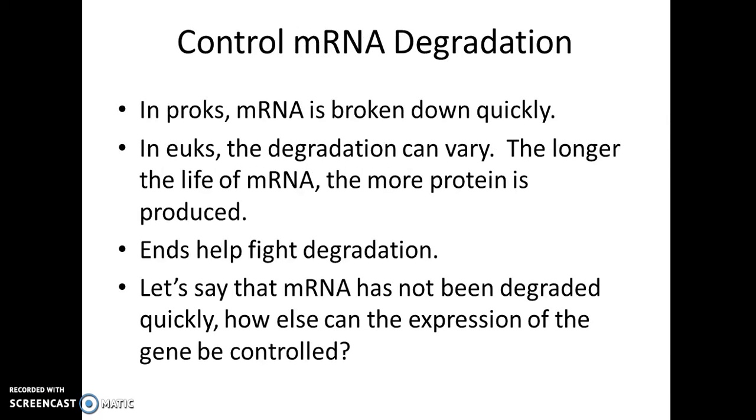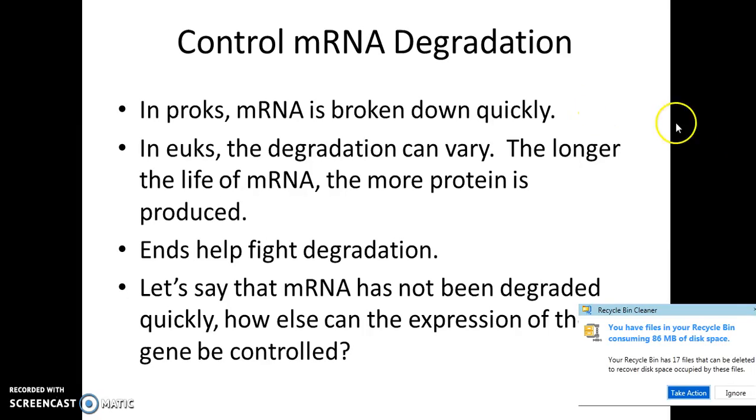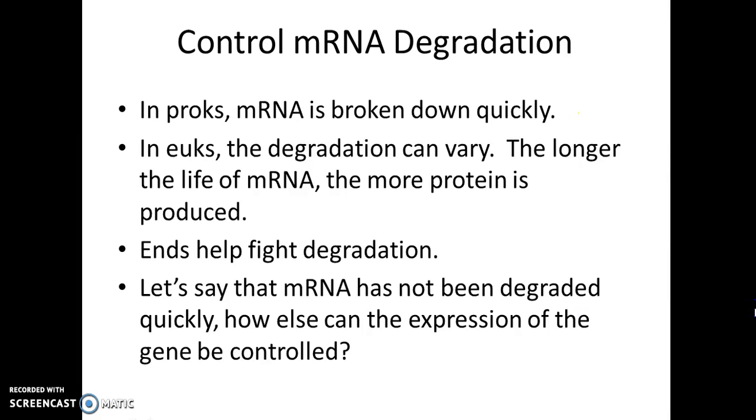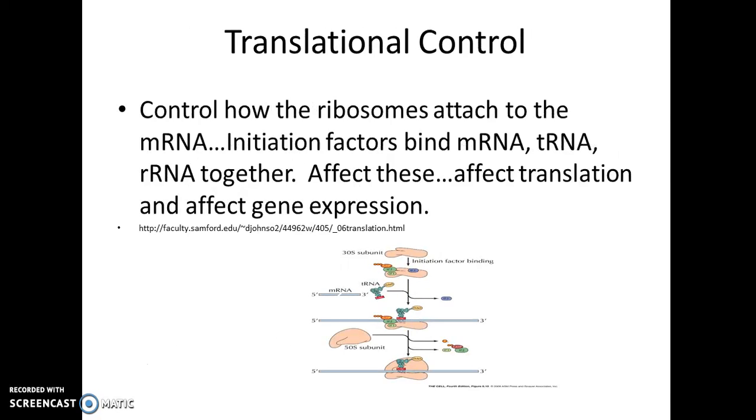How else can we control the production of proteins? Control mRNA degradation. In prokaryotes, mRNA is broken down right away, quickly. In eukaryotes, the degradation can vary. The longer the life of mRNA, the more protein that is produced. So the ends help fight degradation. If mRNA is not degraded quickly, then what else can happen? Let's say we transcribed, we have mRNA, and it's staying around for a really long time. How else can protein production be controlled?